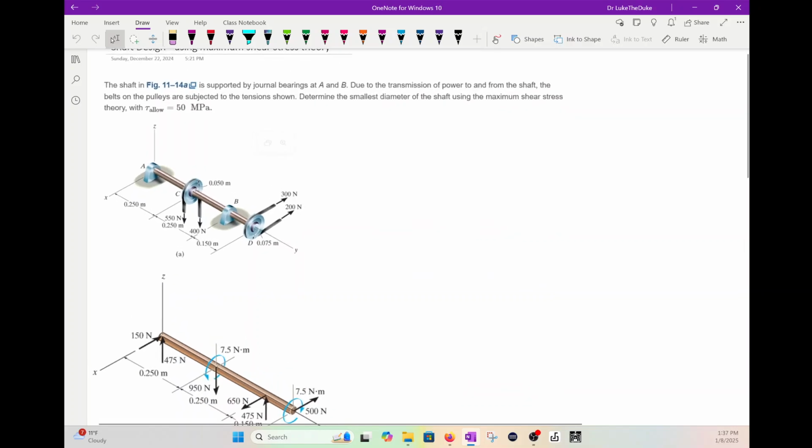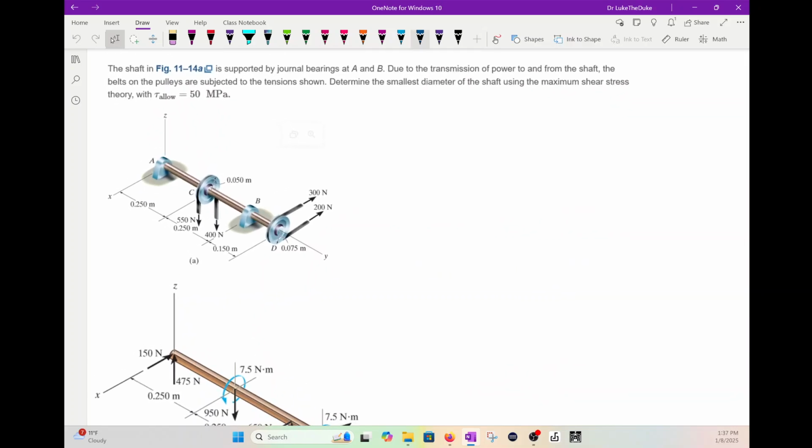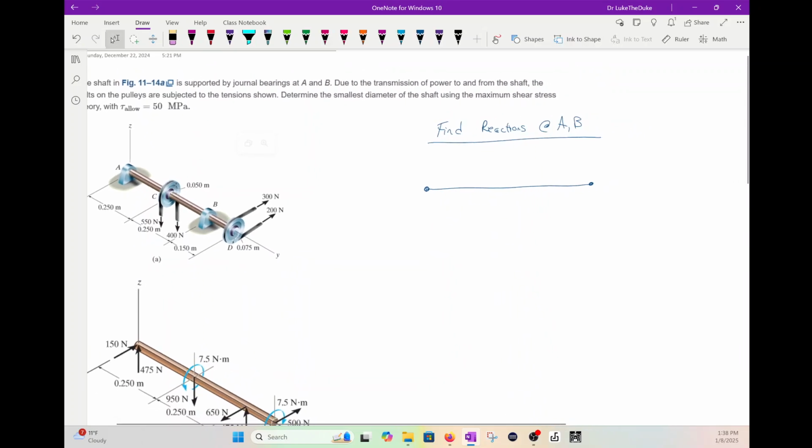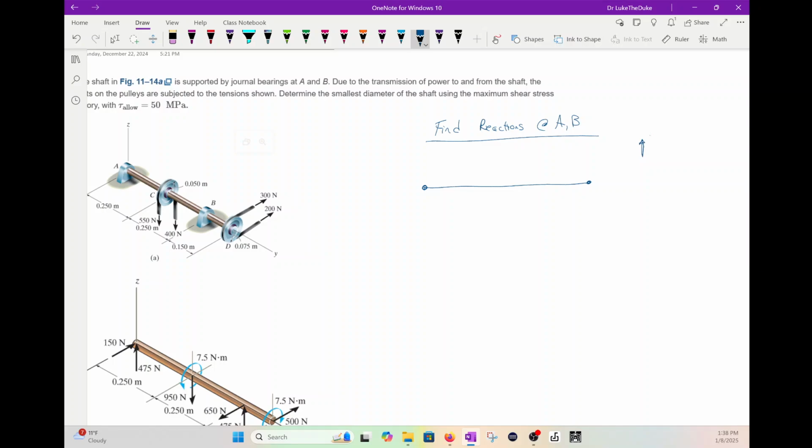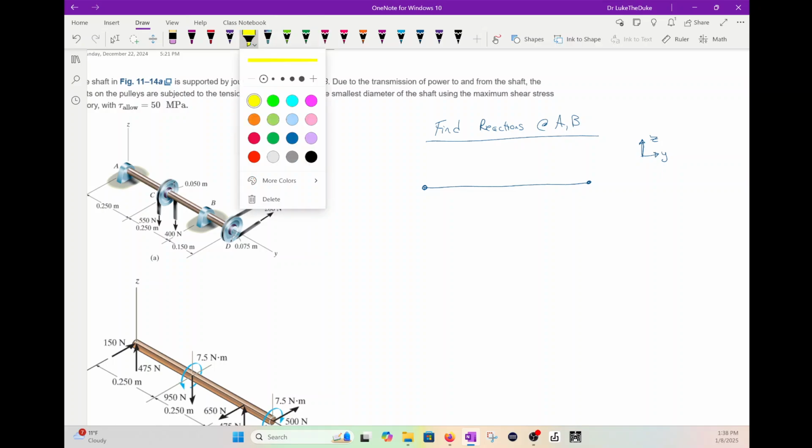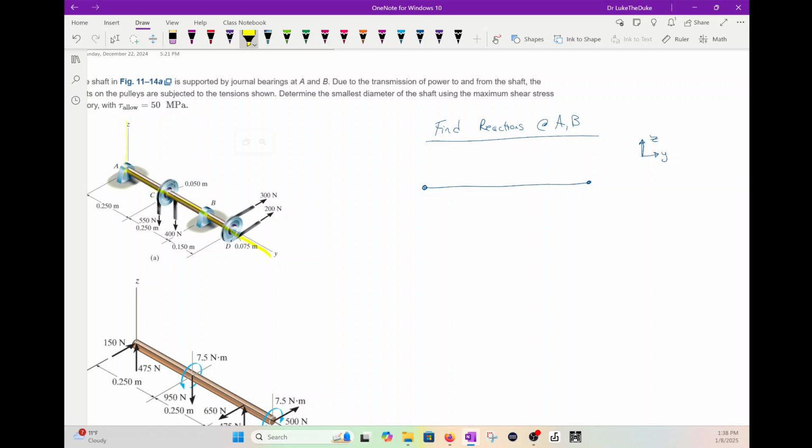And what we need to do is we need to look first. Let's do some sketches. We're going to find reactions at A and B. Okay, so let's draw, and I'll zoom out just a tad, first the ZY plane. Okay, so we're looking at, let's do it in highlight, this plane.